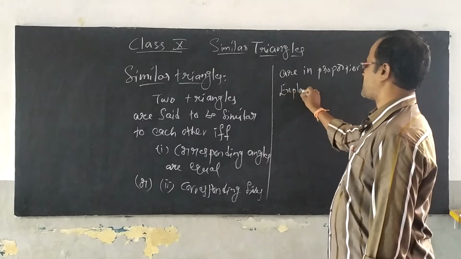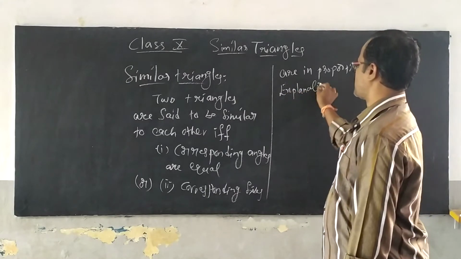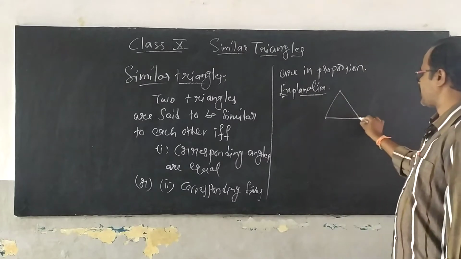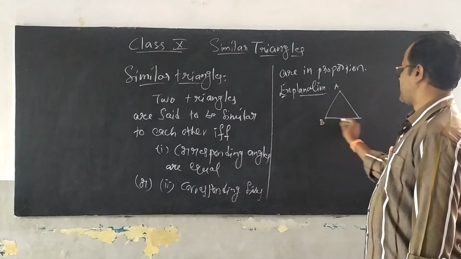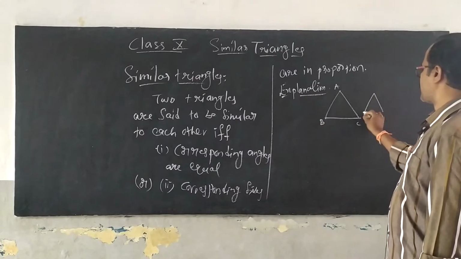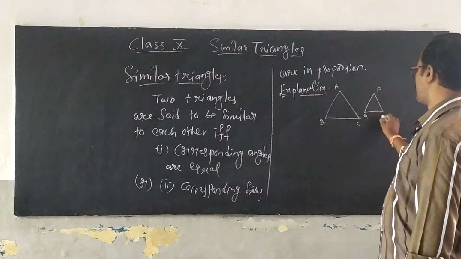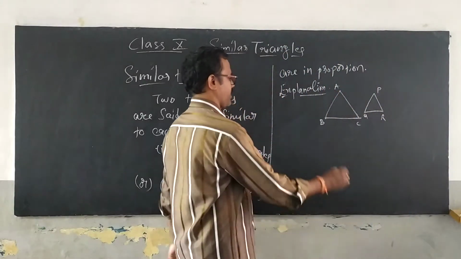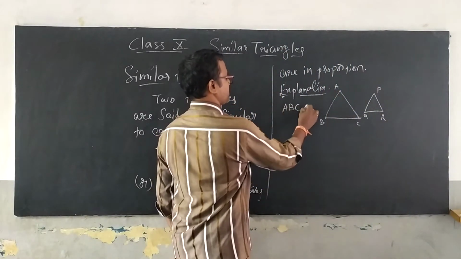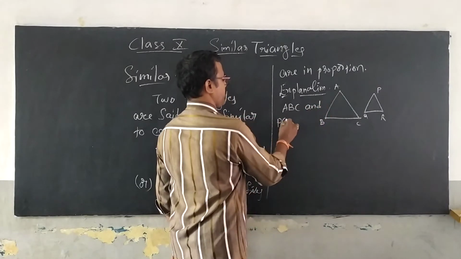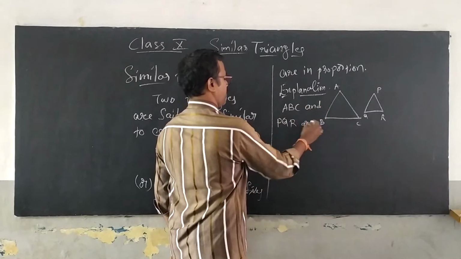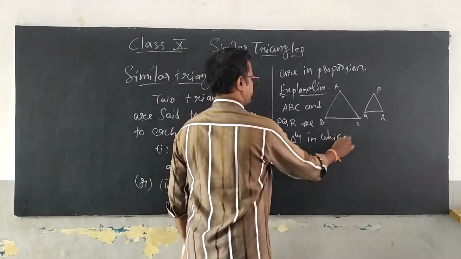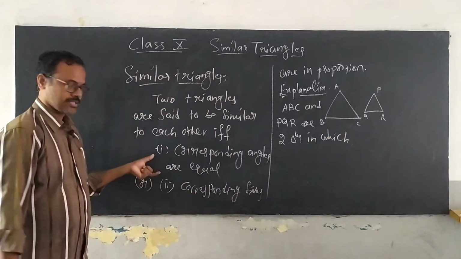So what is the explanation? Let us take two triangles. Let one triangle be ABC and another triangle be PQR. Did you observe this one? Yeah, very good. So ABC and PQR are two triangles in which I am taking the first condition.